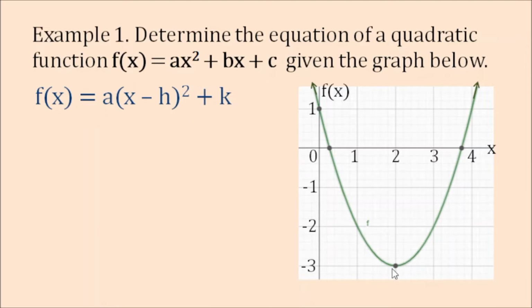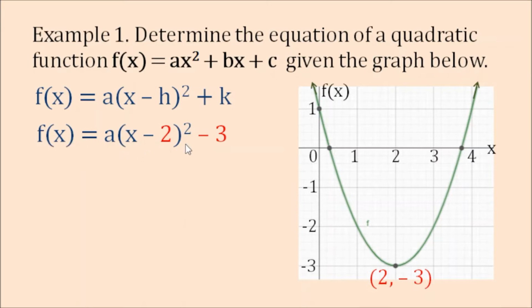Now we are going to use the vertex. So the coordinates of the vertex are 2 and -3. This 2 is the value of h, and this -3 is the value of k. So we have this equation now. F of x equals a times the quantity x minus 2 squared minus 3.